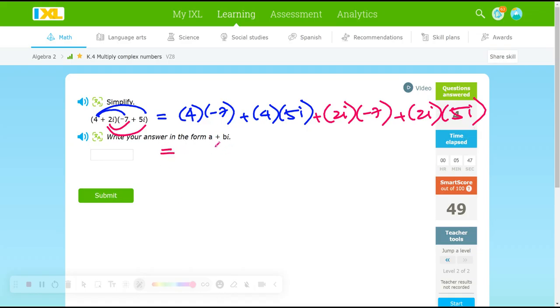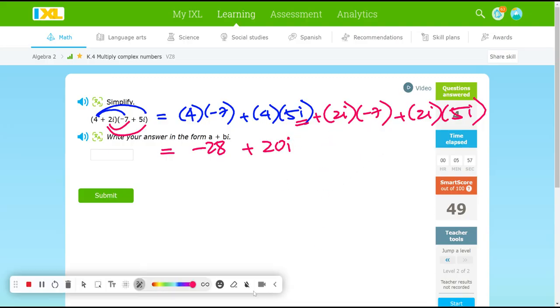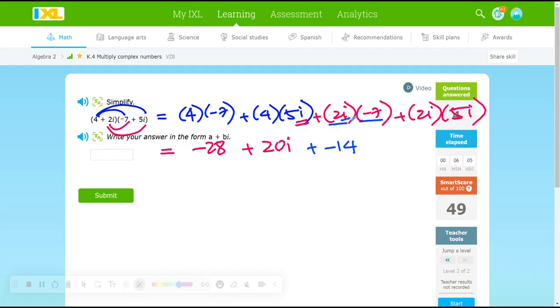4 times negative 7, negative 28. 4 times 5, that's a 20, and the i is still there, so put it right there. Okay. Now you have 2 times negative 7, that's a negative 14. And then i is still there, so put i down. 2 times 5, that's a 10, and then i times i, that's an i squared.